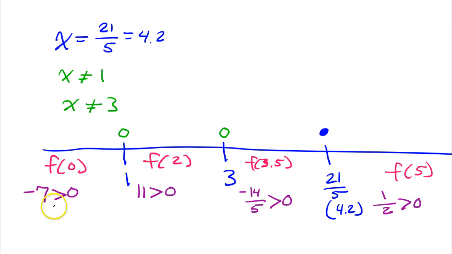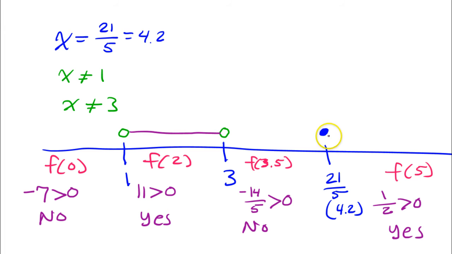Now this is easy to answer because negative numbers are less than 0 and positive numbers are always greater than 0. So this is a no, this is a yes, this is a no, and this is a yes. The yeses show us where the solutions are. So we have solutions between 1 and 3, and we have more solutions from 21 fifths to infinity.